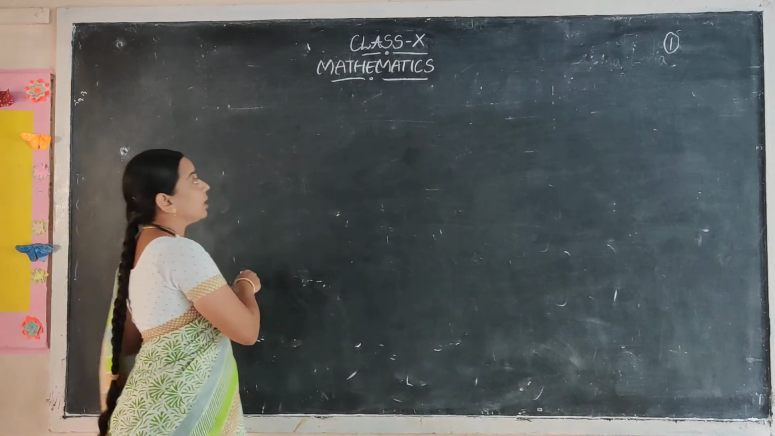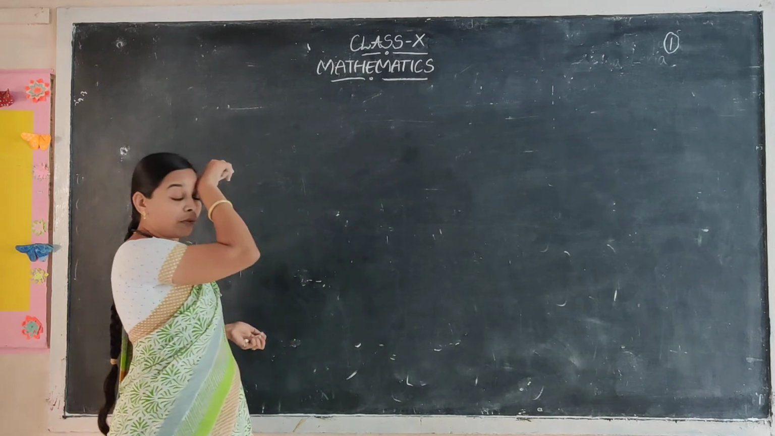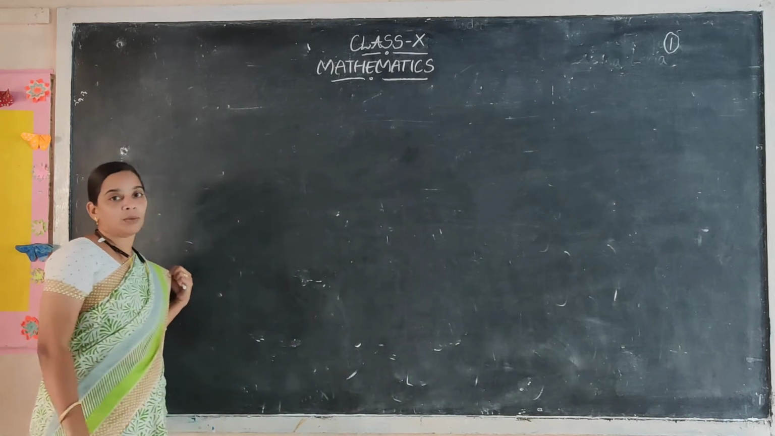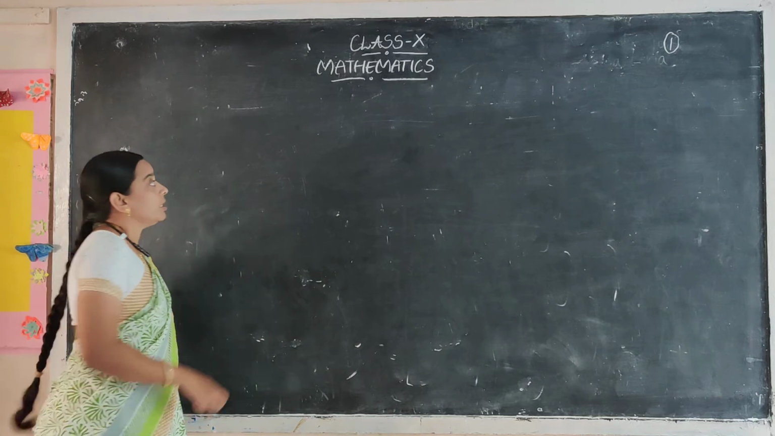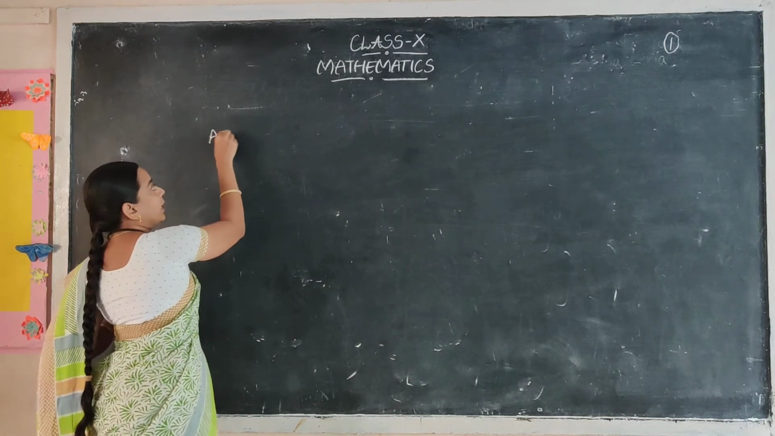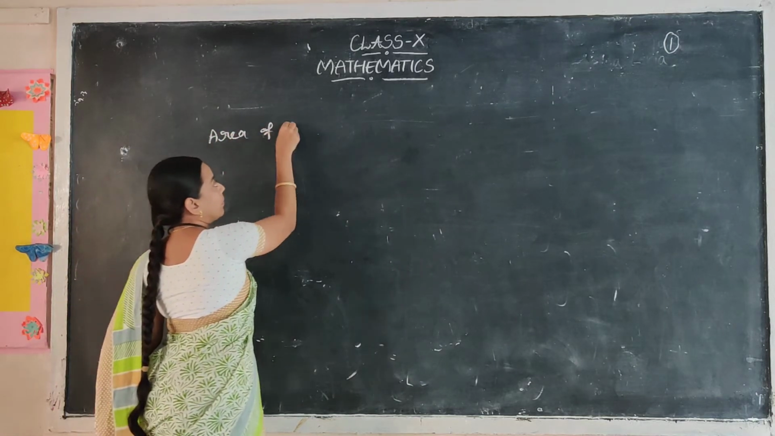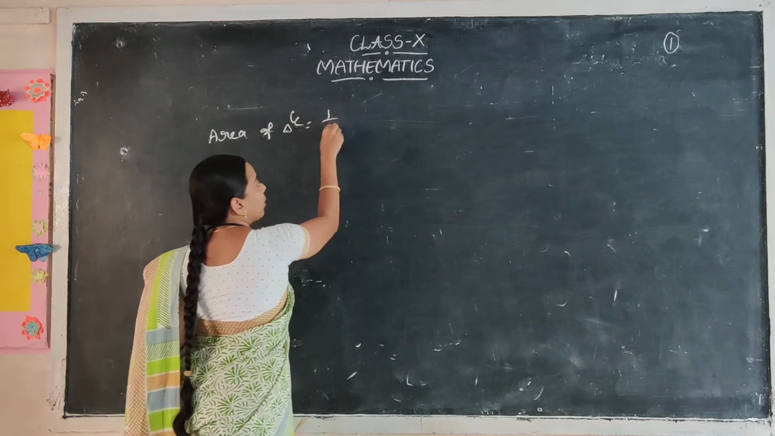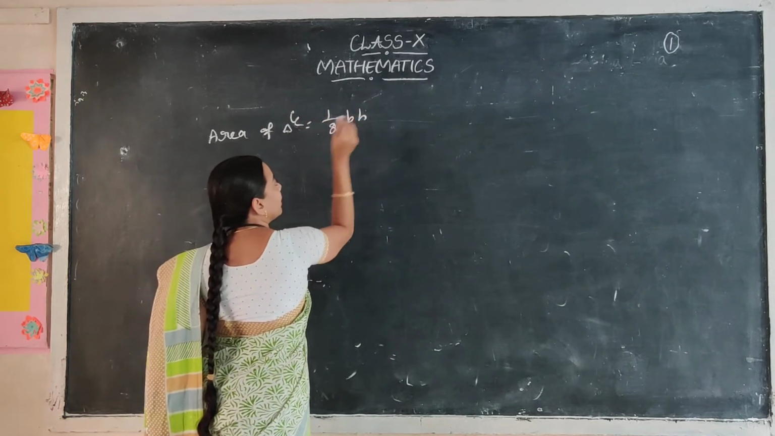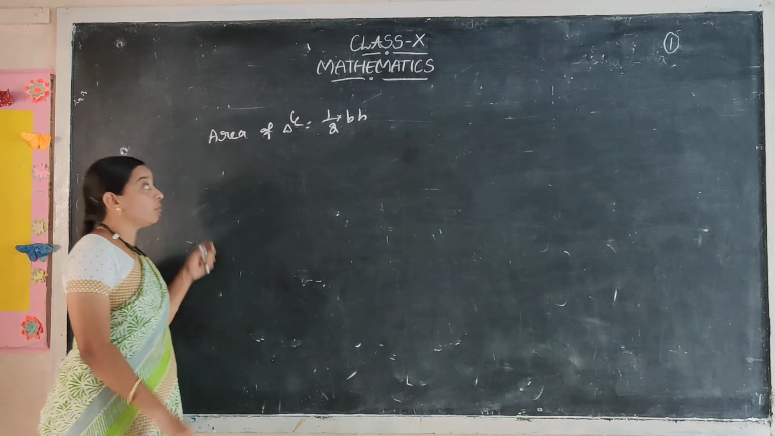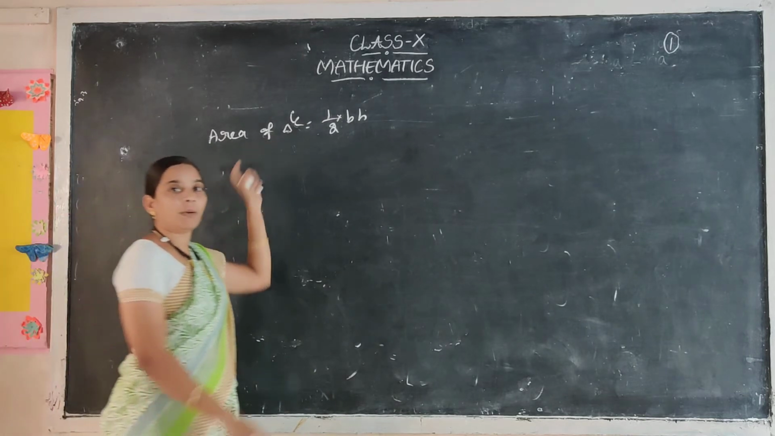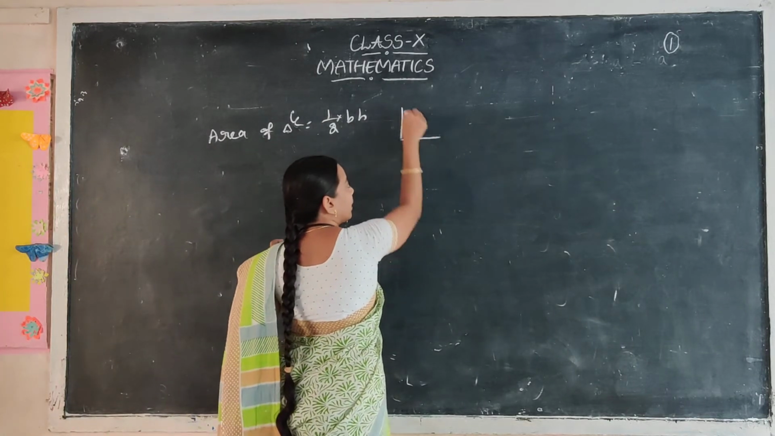Before introducing that exercise, first of all, I will introduce only the formulas. So everyone knows the area of a triangle. Area of a triangle, formula what? Half into base into height. Now this is the formula to find the area of a triangle. What type of triangle? Only a right angle triangle.